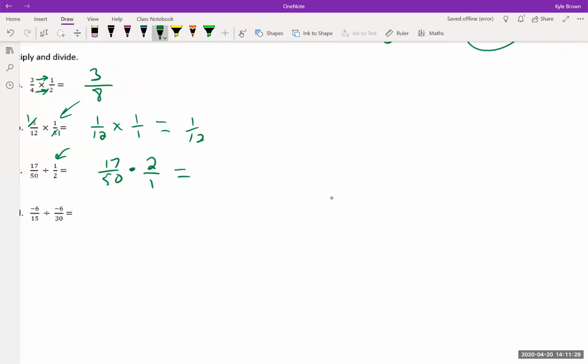Okay. And then that's equal to... Now, again, I could go 17 times 2 and then 50 times 1. But you know what? Just to get used to it, I've got 2 up top and I've got 50 in the bottom. I'm going to simplify those two things. Those are both even numbers. I'm going to cancel that down to 1, and I'm going to call that 25, just dividing them both by 2. So this would end up being 17 over 25. You get the same answer either way, though. If you would have gone 17 times 2, that would have been 34 over 50, and then that would have simplified down, so you get the same answer.